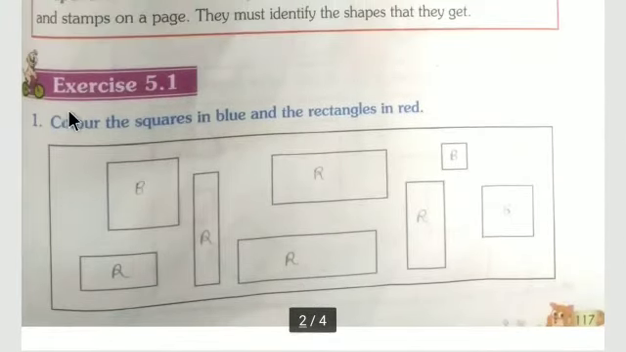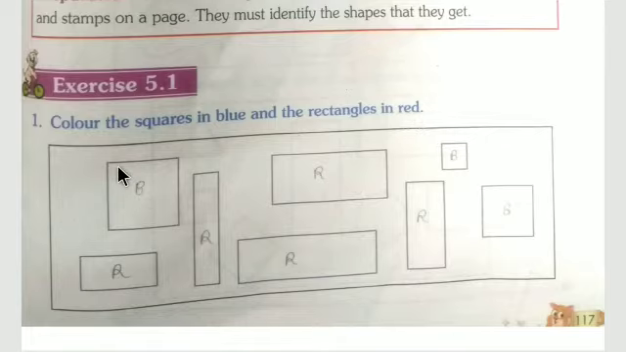Now let's solve exercise number 5.1. See, here what you have to do, you have to color the squares in blue and the rectangles in red. Here we have given squares and rectangles mixed, and you have to classify which shapes are squares and which shapes are rectangles, and color according to shapes. You have to color blue in squares and red in rectangles.